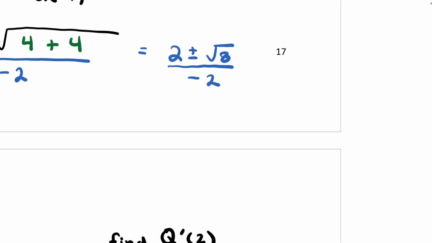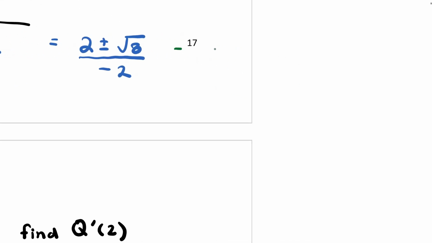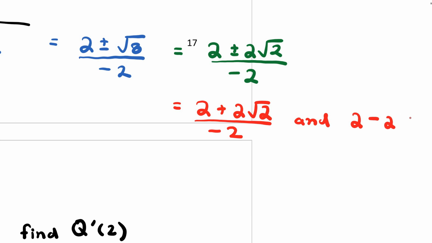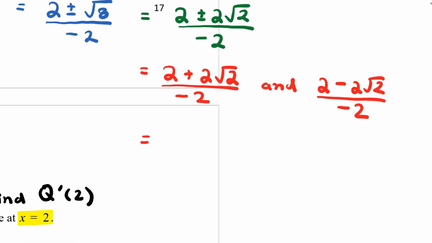This is totally fine for a final answer in my class. If you want to go ahead and keep on simplifying this, this would be 2 plus or minus 2 root 2, all divided by negative 2. And then if you work out your answers here, one answer will be 2 plus 2 root 2, all over negative 2, and the other answer would be 2 minus 2 root 2, divided by negative 2. A lot of work here. And finally, this would be negative 1 minus root 2, and this would be negative 1 plus root 2. So those are the answers that you get here for the x-coordinates.